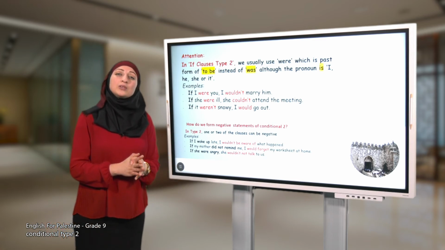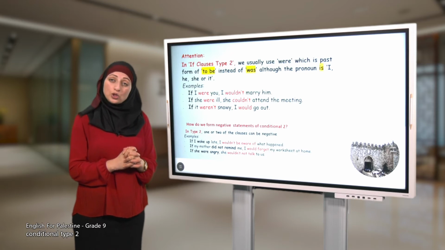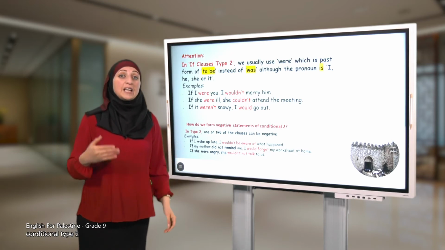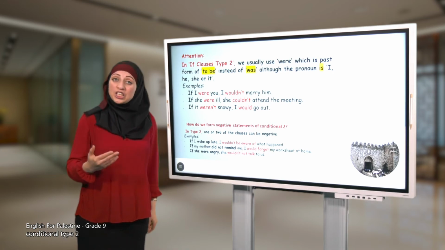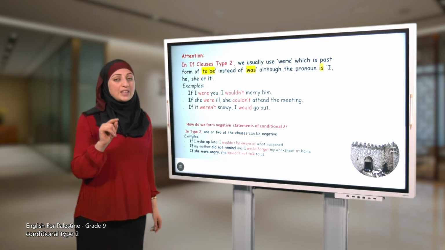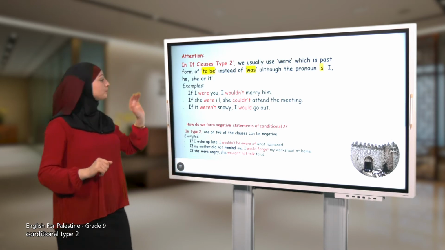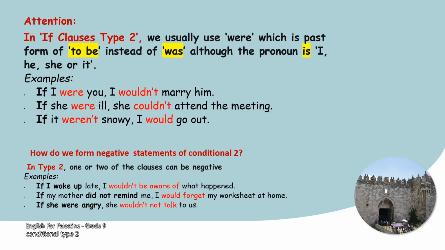Here, I want your attention. Since we are talking about conditional type 2, you have to know that even if I have a singular pronoun like I, like he, like she, I will use were with it since I'm talking about an imaginary situation. Examples, if I were you, I wouldn't marry him. Number 2, if she were ill, she couldn't attend the meeting. Number 3, if it weren't snowy, I would go out.